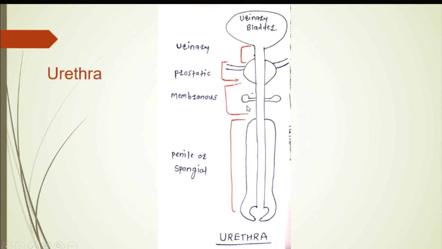Next part, this is the membranous urethra. From here up to here, this is the membranous urethra. In the region of the membranous urethra, you can see this is one gland and this is another gland. Two glands you can see over here, and these two glands are the Cowper's glands. And finally, the part of the urethra that is passing through the penis is called the penile urethra or spongy urethra. This is the longest part of the urethra, which measures about 15 centimeters. The total length of the urethra in the human male is about 20 centimeters.